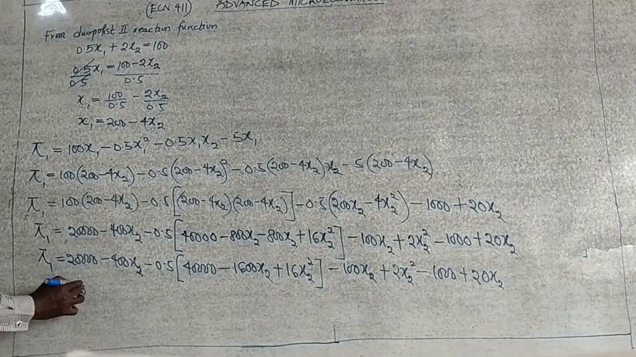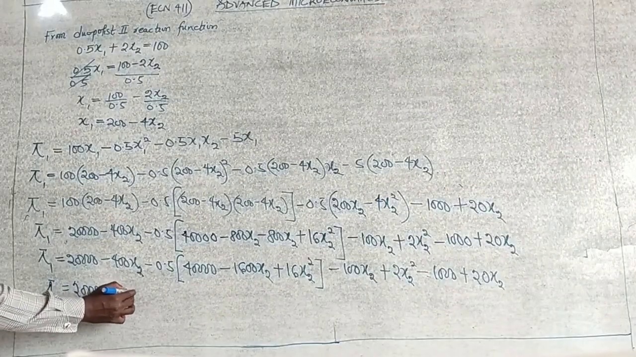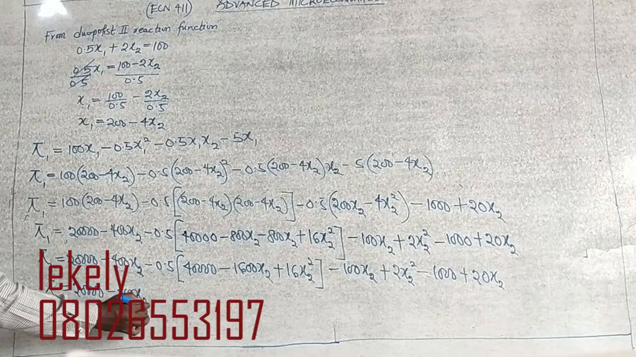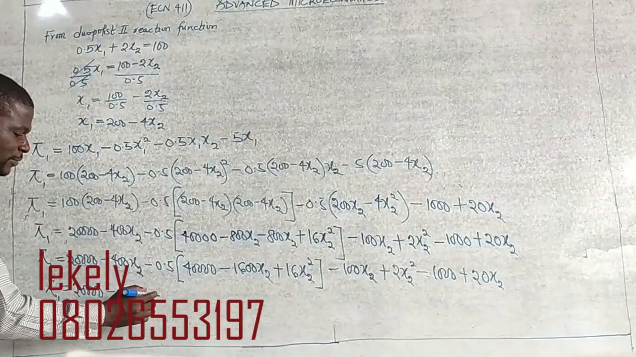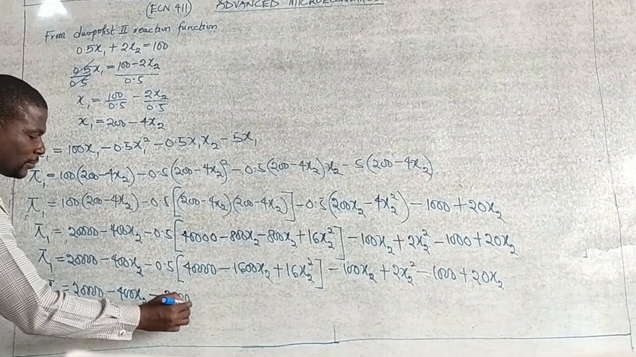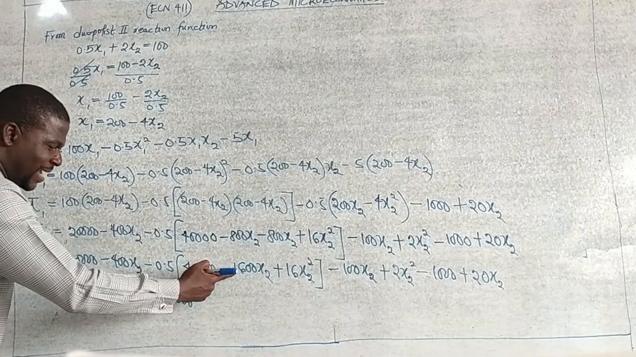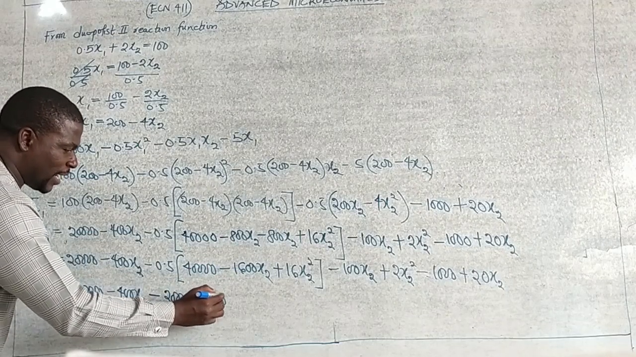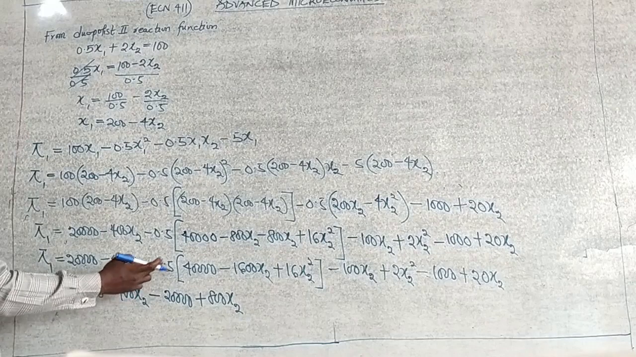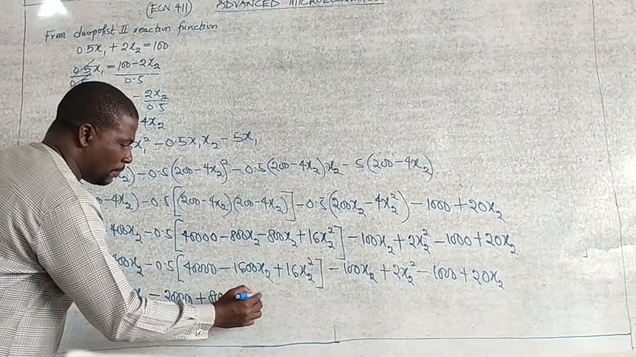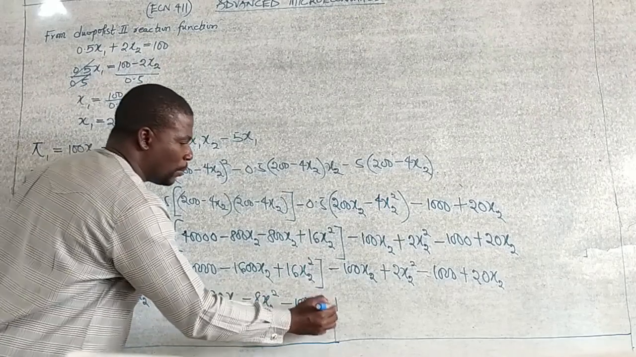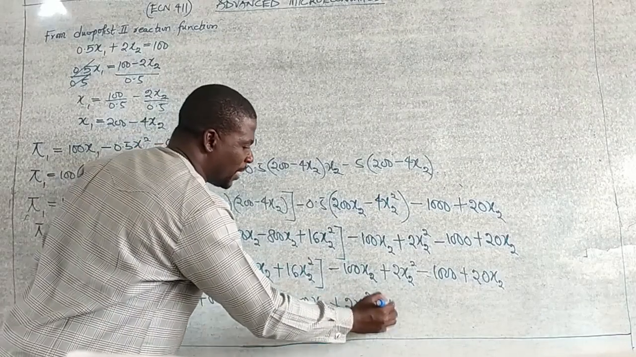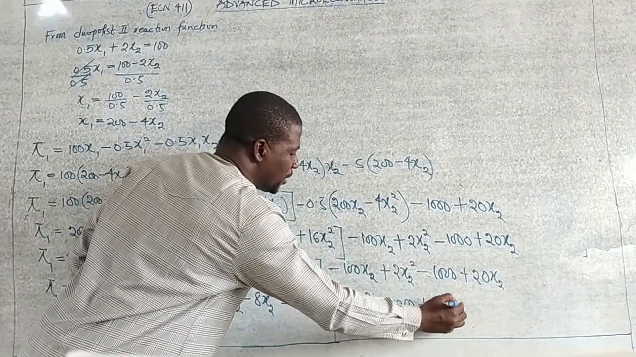Okay, so that will now be 20,000 minus 400 x2. Please make sure you are following me, because once I make a mistake and you didn't detect it, that's what you will copy. Then minus 0.5 times 40,000, 20,000, minus 0.5 times minus 1,600 x2, plus 800 x2. Then minus 0.5 times plus 16x2 squared, minus 8x2 squared, minus 100x2 plus 2x2 squared minus 1000 plus 20x2.